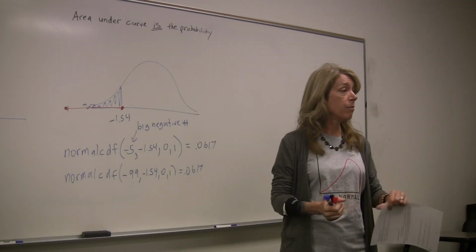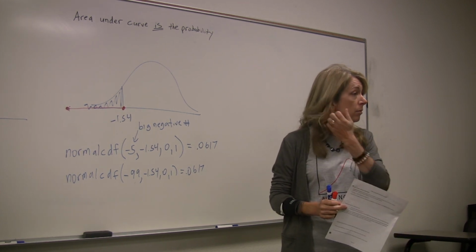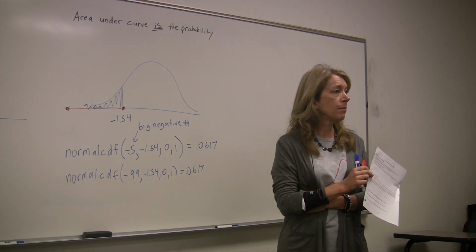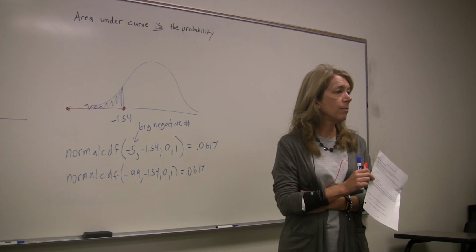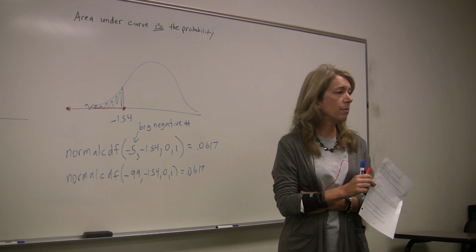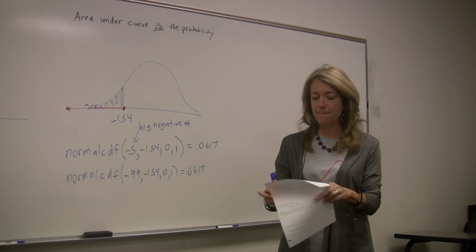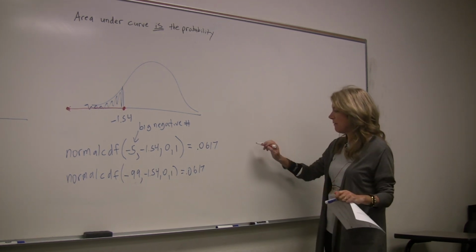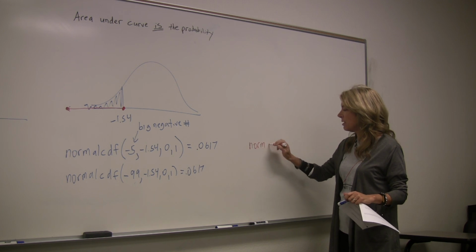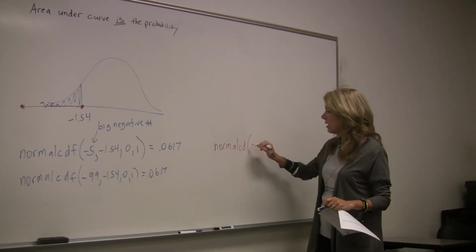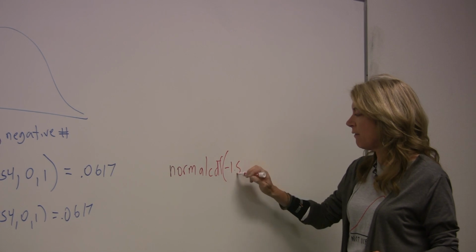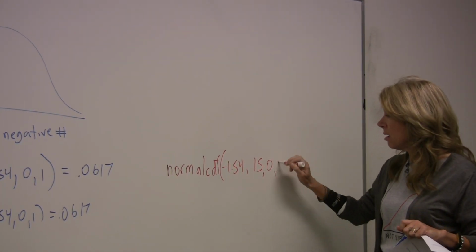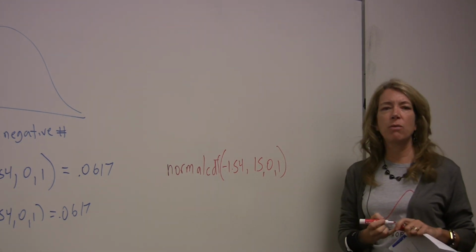Yes, Kirsten? I did mine when you were saying to do the negative 1.54 first, and then I put in just a random different number and then the 0 and the 1. I just realized it gave me the complement of the 0.0618. Okay, I like it. I'm going to write this in red because it's not for this problem. So here's what she's telling me she did. She started with the negative 1.54 and then a random big number, 15, and then 0 and 1. Can somebody tell me what she found?